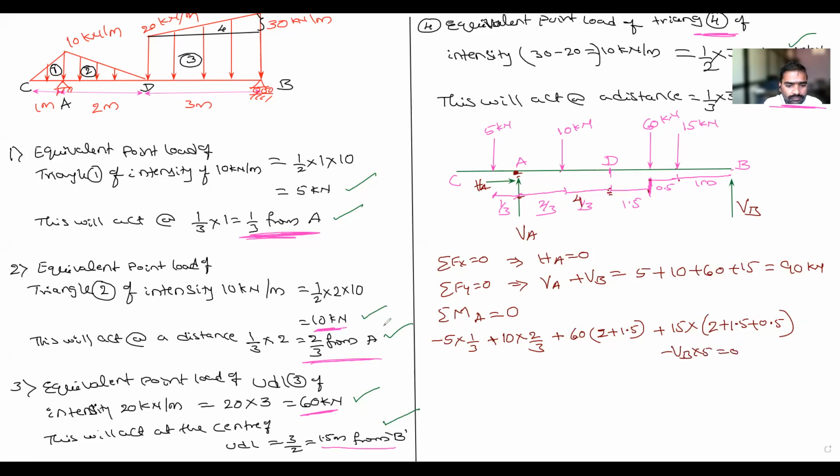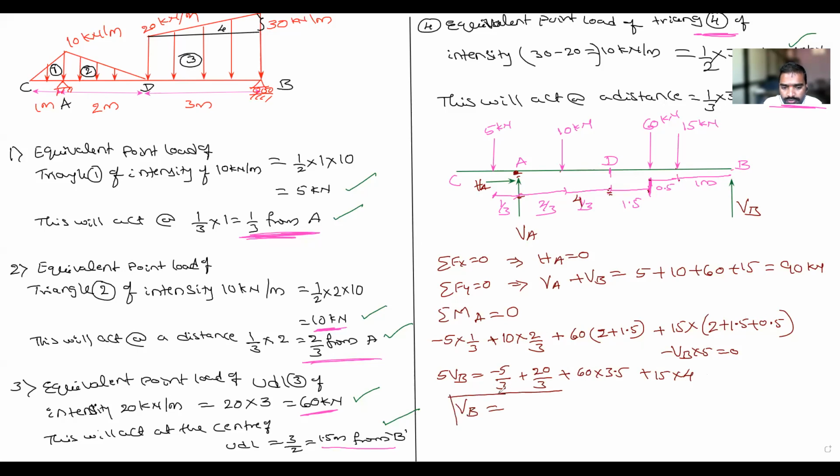Next, to solve this, I will transfer VB with the minus sign to the other side. So 5 times VB is equal to minus 5/3, then 10 into 2/3, that is plus 20 divided by 3, plus 60 into 3.5, where 2 plus 1.5 is 3.5, plus 15 into 4, where 1.5 plus 0.5 is 2, plus 2 is 4. So you solve and tell me the value of VB.